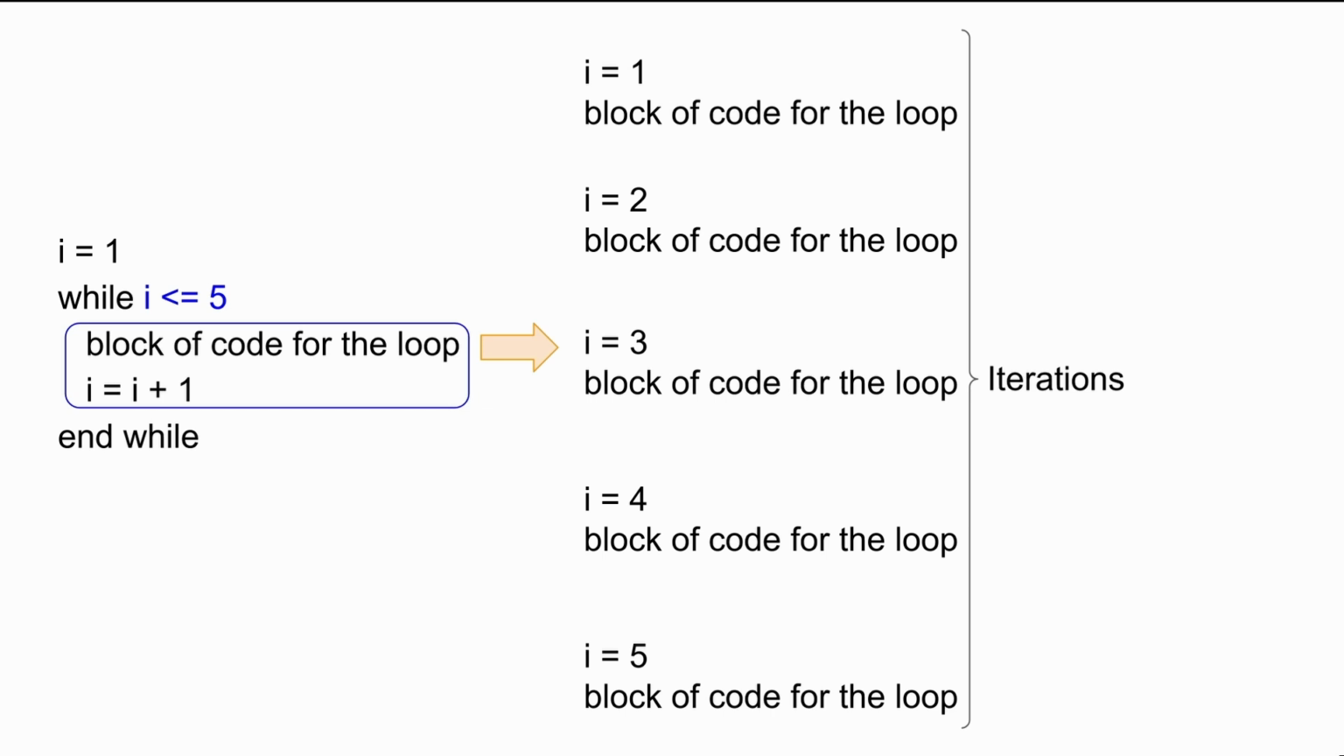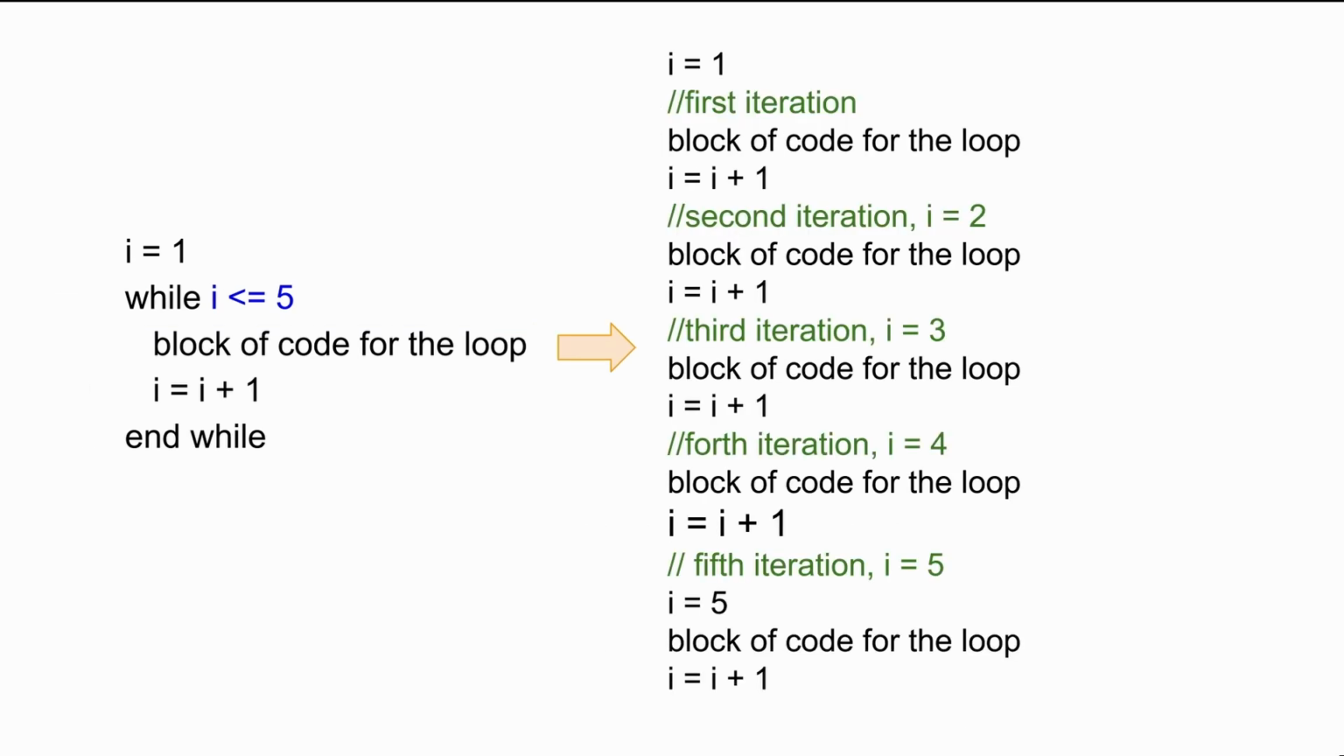This step is important since if we don't change I, the condition will always be true, and we would have what is called an infinite loop. In while loops, you always need to modify at some point the variable or variables you are using for the condition to avoid infinite loops.